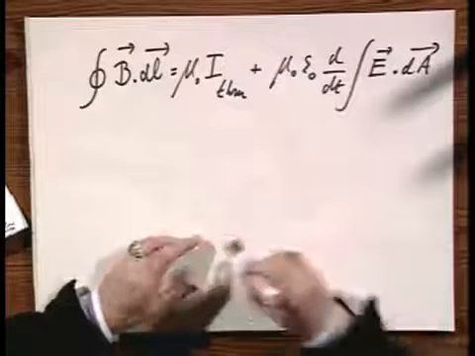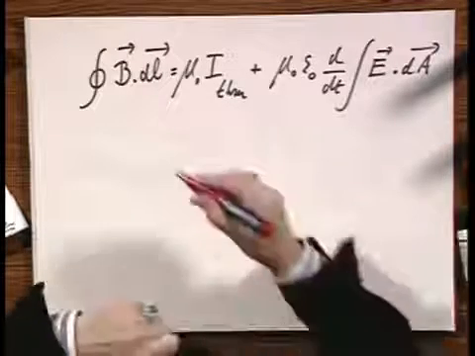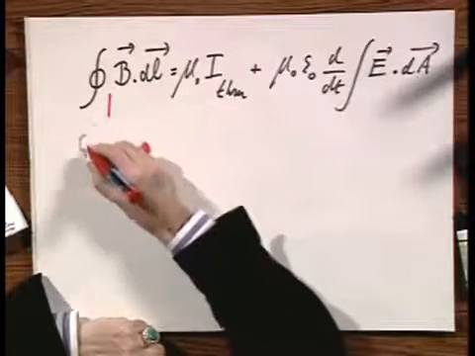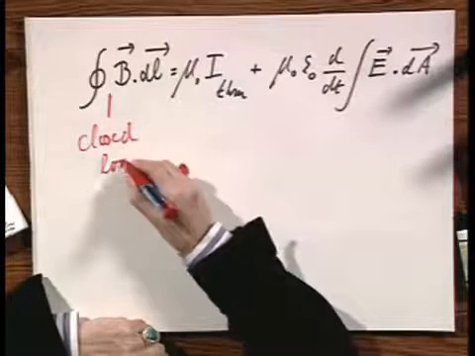What does this mean? It means that you must choose a closed loop. Any closed loop is fine. Of course, if you don't choose a clever loop, the equation still holds, but it doesn't do you any good because you've got to introduce symmetry. Otherwise you can't solve a problem. But any loop in principle will do.